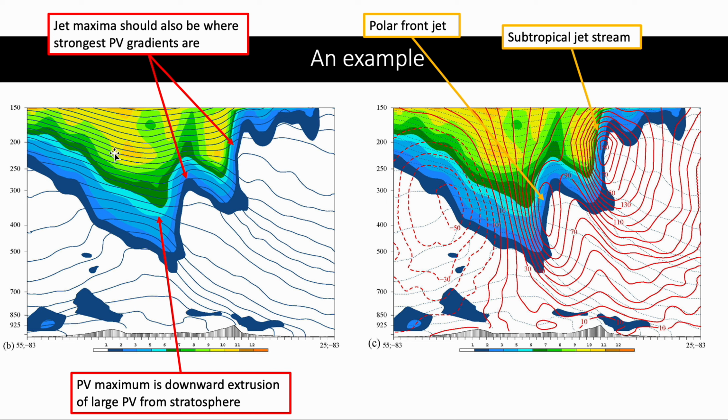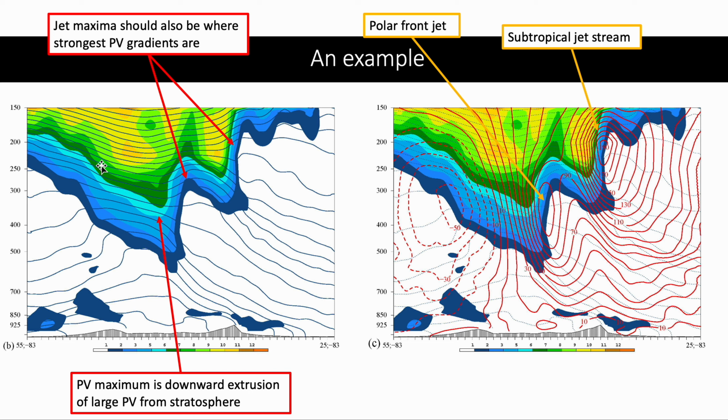So a few comments. First of all, notice this maximum of PV. Well, not maximum, but notice these really large values of PV over here, within this low that we're examining. Notice how the spacing between the isentropes is different outside of this area of high PV and inside of the area of high PV. Now, if you remember what we just said about the stratosphere being a PV reservoir, this makes us suspect that this is air that is actually coming down from the stratosphere, and it's being pulled down by whatever dynamics of the system.